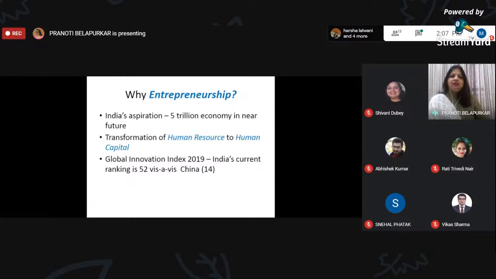As this slide says, India is aspiring to become a $5 trillion economy by the year 2024. And as the government of India also focuses, we need to be focusing on, rather than doing jobs, rather to focus on creating jobs, rather than being a job seeker, being a job giver. So here comes the role of the entrepreneurship.